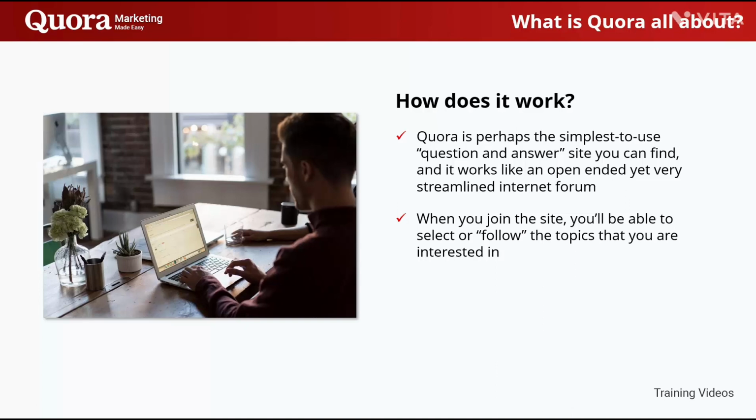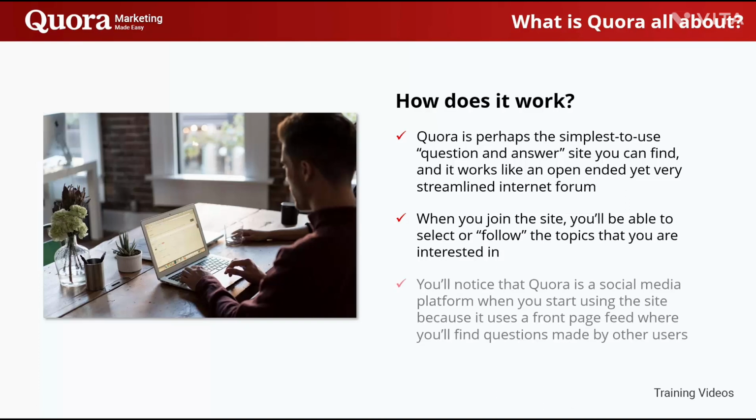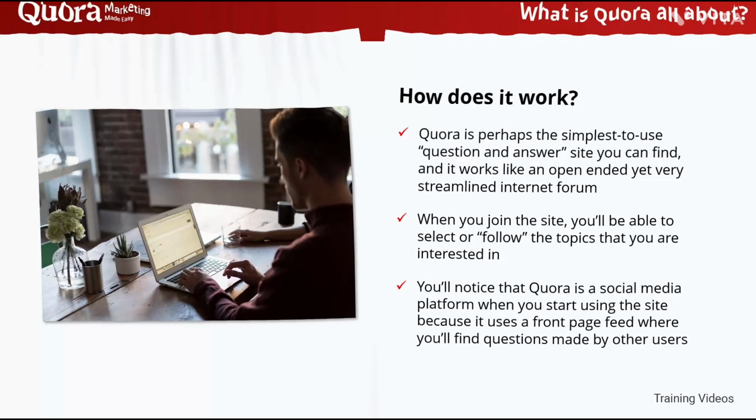so they can ask questions and get custom answers with the information they're looking for. You'll notice that Quora is a social media platform when you start using the site because it uses a front page feed where you'll find questions made by other users, which you can respond to with a single click, as well as answers provided in posts related to the topics that you choose to follow.